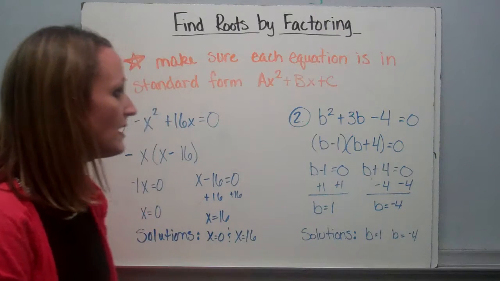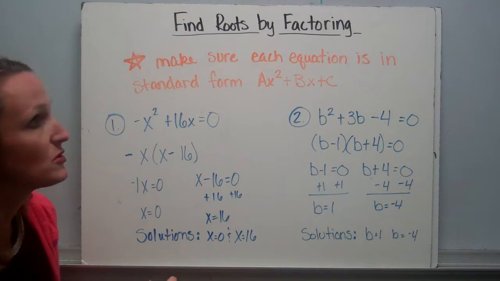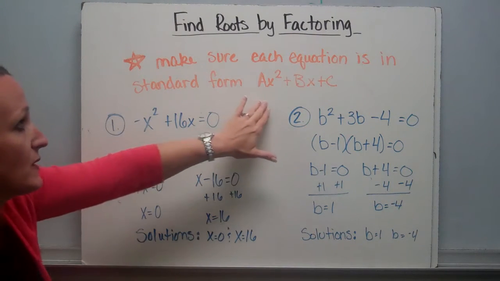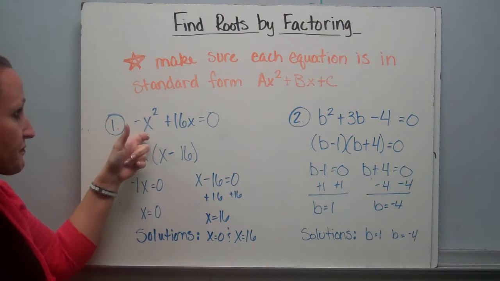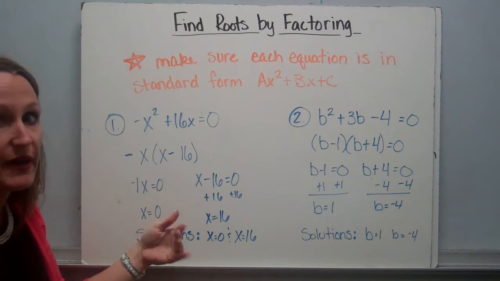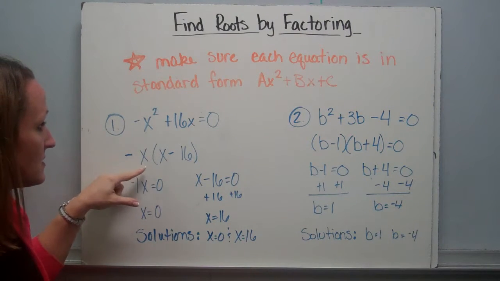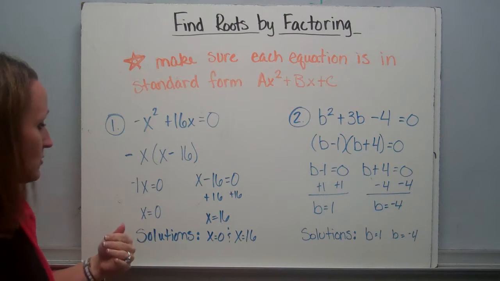Okay? So now let's go back. Let's go the whole way. Let's find our roots from factoring. First, you want to make sure your equation is in ax squared plus bx plus c form. So this one, we have negative x squared plus 16x equals 0. So we don't have a c value. That's okay. All we can factor out of both of these is a negative x, which leaves you with x minus 16. Now we're going to set both of these equal to 0.